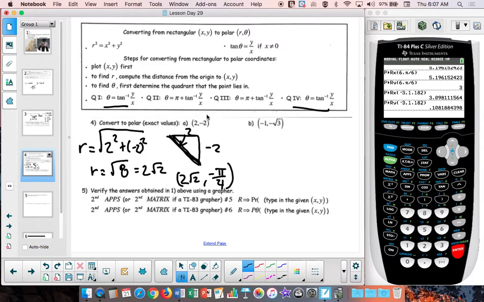Okay. It gets a little trickier when you have quadrant 2 or 3, but basically you just have to add pi to whatever your tangent answer is. Or you could just make r negative, and that would flip it over.